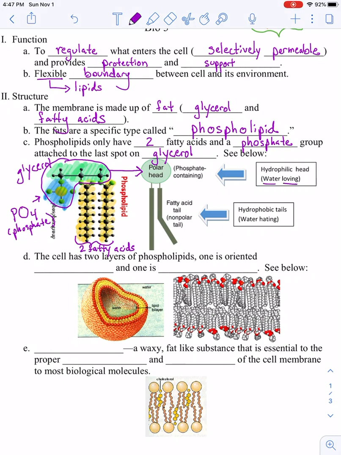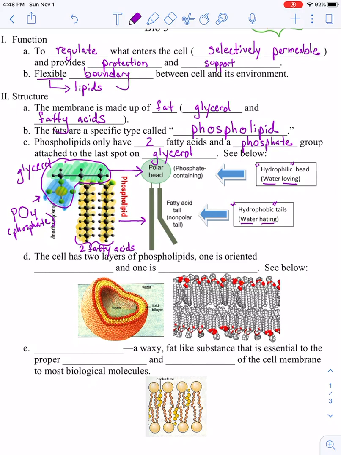Water loving. The 2 fatty acids are still nonpolar, and so they are water hating, and another term for that is hydrophobic. The polar head is hydrophilic. So you now have two regions, a polar region and a nonpolar region.